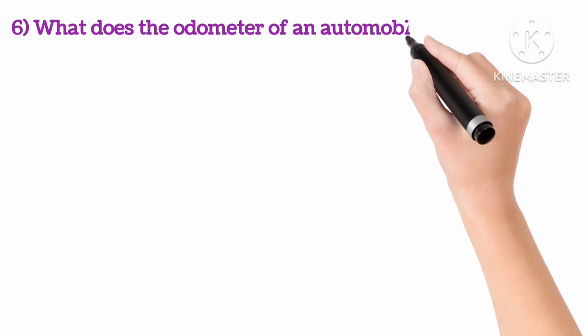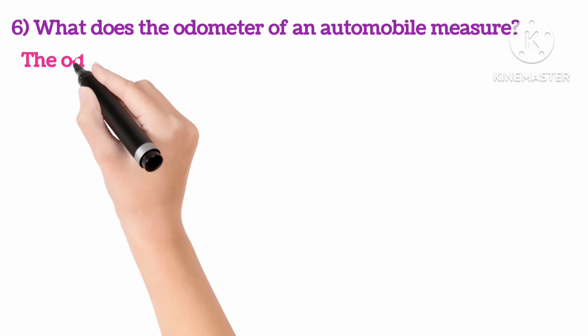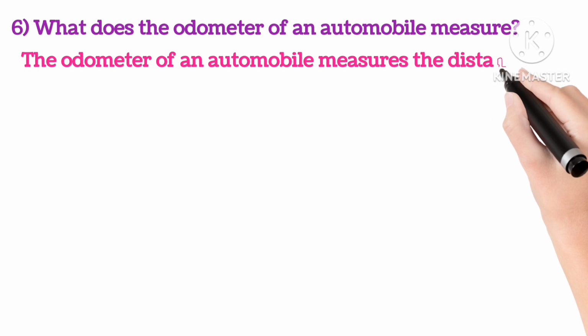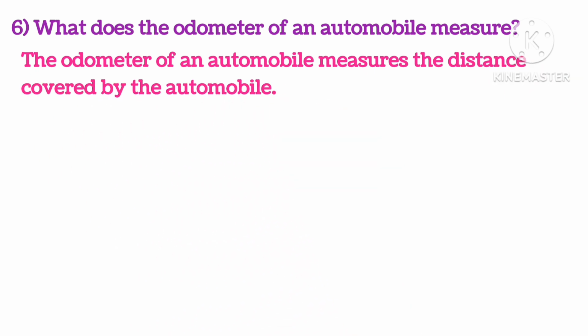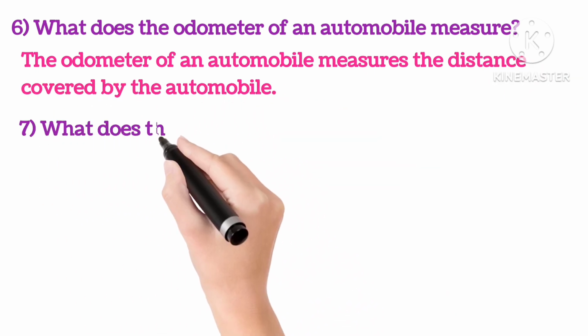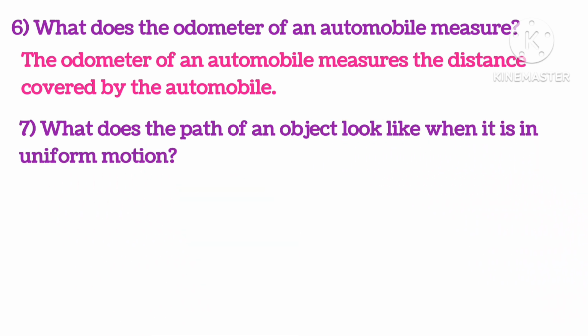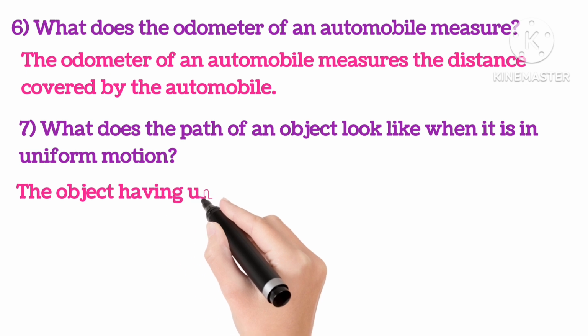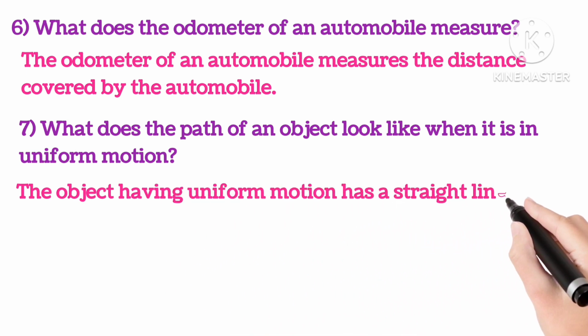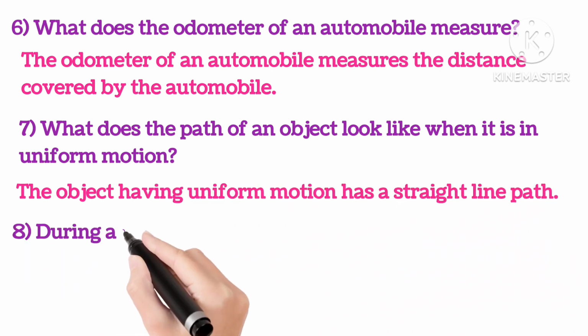What does the odometer of an automobile measure? The odometer of an automobile measures the distance covered by the automobile. What does the path of an object look like when it is in uniform motion? The object having uniform motion has a straight line path.